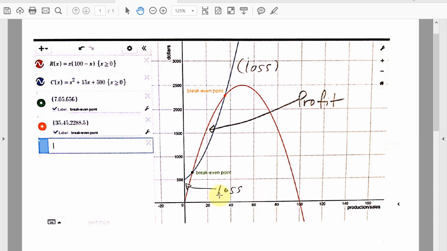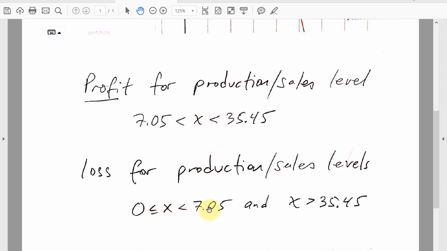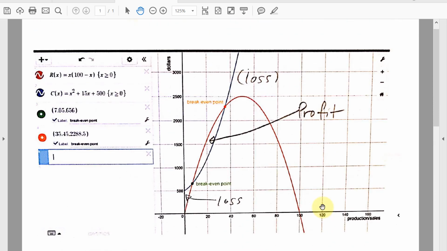Anyway, production and sales between about 7 and 35 results in profit when your revenue is higher than your cost, and losses are in this interval between 0 and 7.05, and any production level over 35, again, losses. All right, so that's really the end of that one. Hope that was helpful.